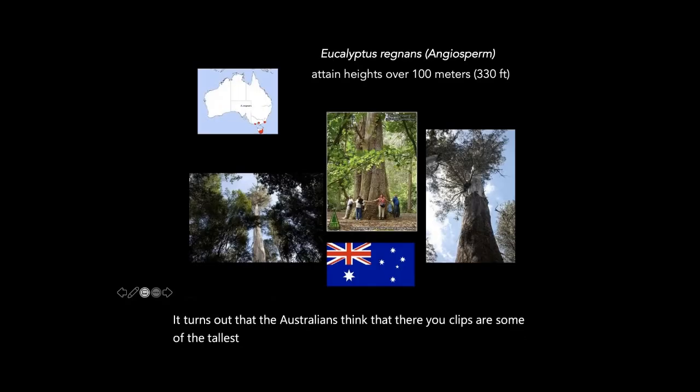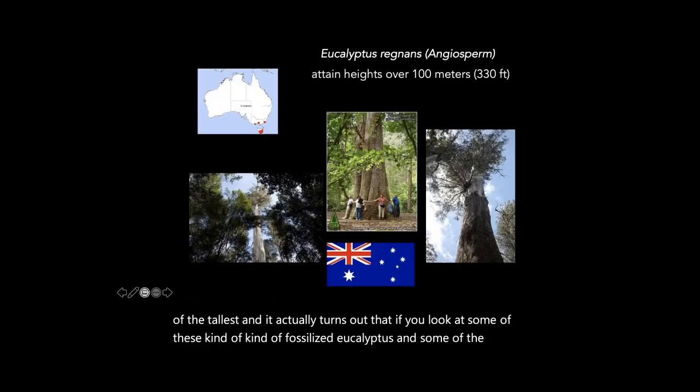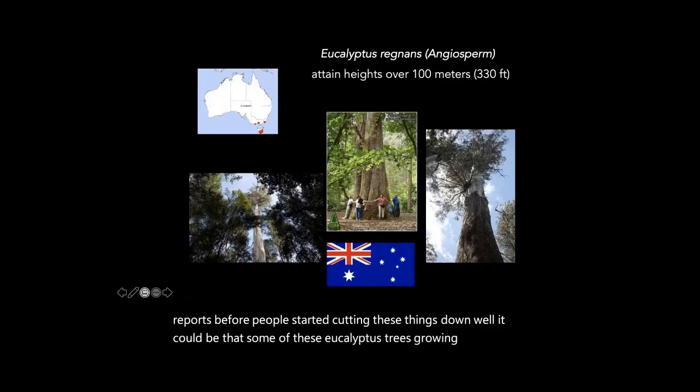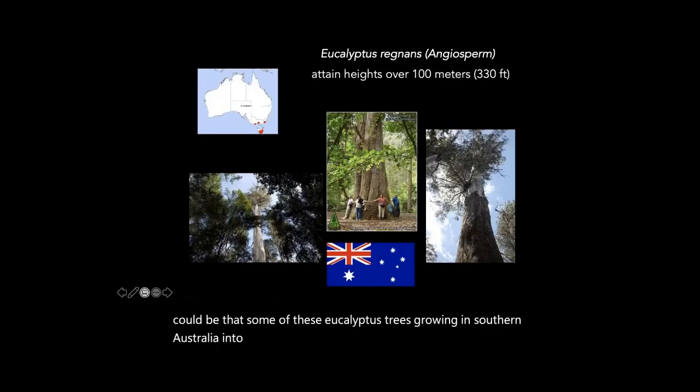And it actually turns out that if you look at some of these fossilized eucalyptus and some of the early reports before people started cutting these things down, it could be that some of these eucalyptus trees growing in southern Australia into Tasmania may actually have been bigger and taller than some of these redwoods.